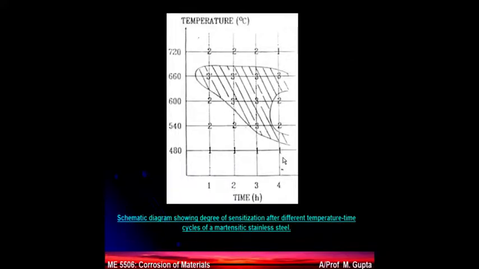That means your chromium is not available to give a protective layer. Then you can create a graph like that, where you have temperature on the y-axis and time on the x-axis, and then you have a shaded area here, which shows 3 prime. 3 prime is severely sensitized, a very bad situation. So you can always choose your welding parameters or the heat treatment parameters to keep the temperature and time combination so that you are in the 1 or 2 zone but not in the 3 or 3 prime zone. So this is how the calibration charts are made with respect to a given material.